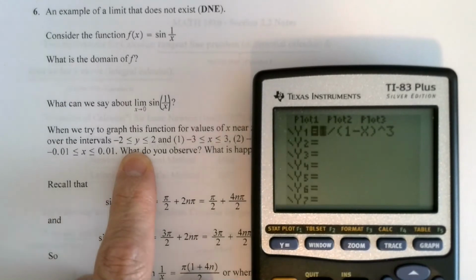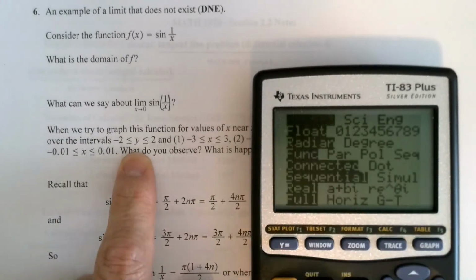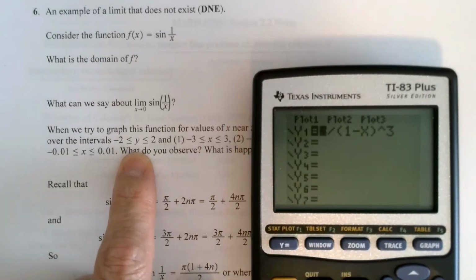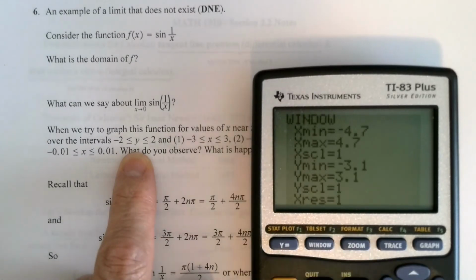Let's first input this function. Make sure, of course, mode-wise we're in radian mode, which I am. And I'm going to do sine of 1 divided by x. Right. And I'm going to open my window.